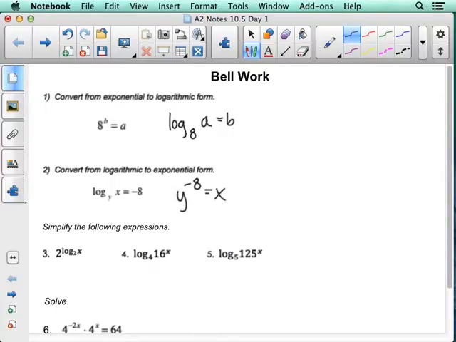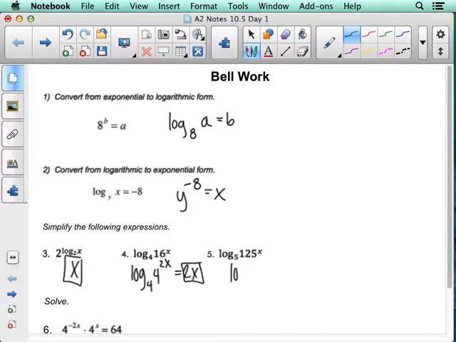Now simplify. So these are our properties. 2 to the power of log base 2 of x, well, that's just going to be x. Log base 4 of 16 to the power of x. So I can rewrite this as log base 4 of 4 to the power of 2x, because 16 is 4 squared. And now log base 4 of 4 to the power of 2x, well, using our properties, that's just going to be 2x.